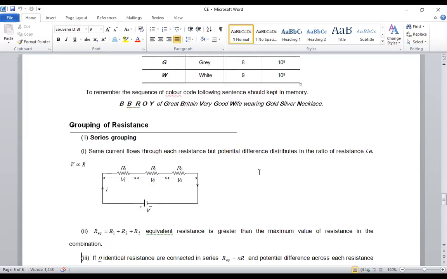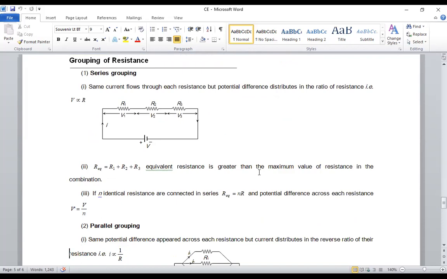The next is grouping of resistors. What is the purpose of this grouping of resistors? To get the desired value. ನನಗೆ ಯಾವ ವ್ಯಾಲ್ಯೂಸ್ ಬೇಕೋ ಬೇಸ್ಡ್ ಆನ್ ದ್ಯಾಟ್ ನಾನು ಈ ಗ್ರೂಪಿಂಗ್ ಆಫ್ ರೆಸಿಸ್ಟರ್ಸ್ ಮಾಡ್ತೀನಿ, whether it may be in series or in parallel. If I want to get higher values, I have to connect the resistors in series. If I want to get a very low resistance value, then I have to connect them in parallel.